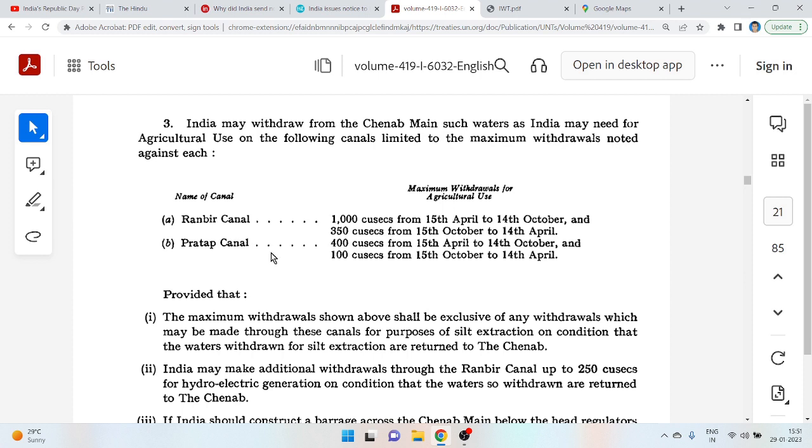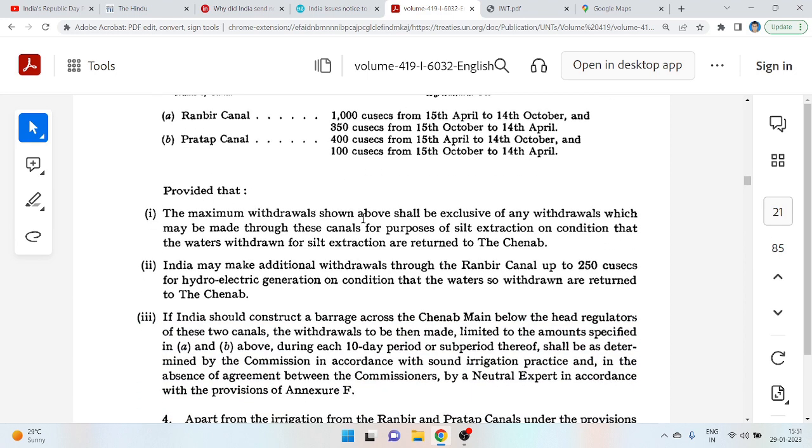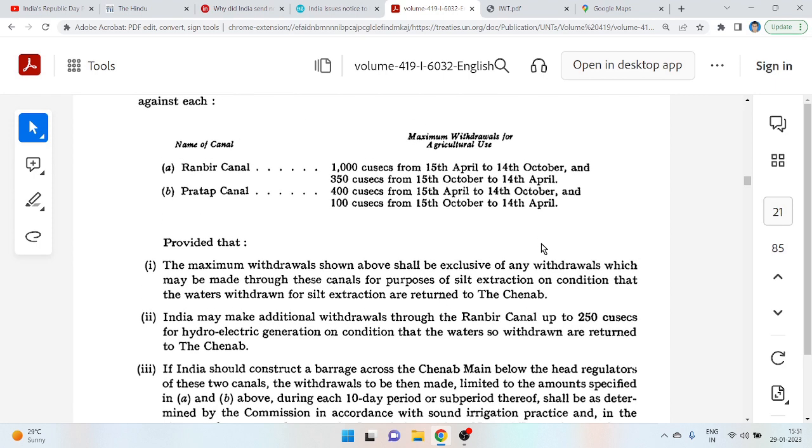And from Pratap Canal, India can use 400 cusecs from April to October and 100 cusecs from October to April. Okay, so that is the limitation on the use of the two canals, Ranbir and Pratap, on Chenab. That is the first limitation. Then, provided that the maximum withdrawals shown above shall be exclusive of any withdrawals which may be made through these canals for the purpose of silt extraction, on condition that the water withdrawn for silt extraction is returned to the Chenab. So if sometimes for silt clearance more water is needed, okay, for silt clearance India can take more water, but the condition is that the water has to return back to the Chenab river.